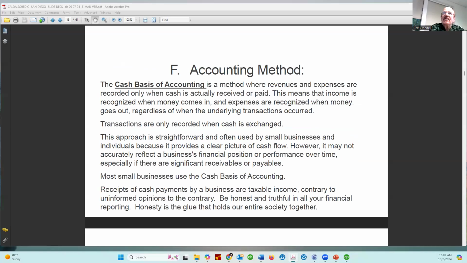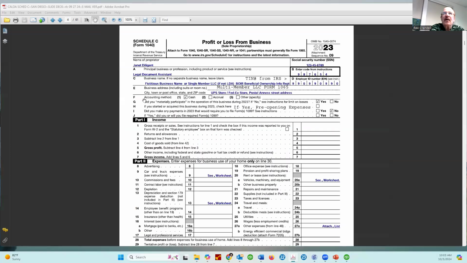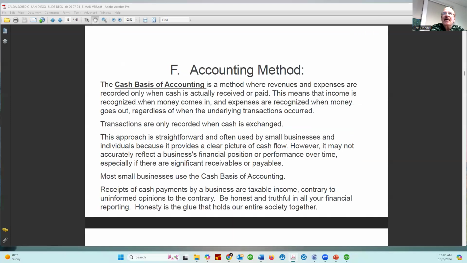Cash basis of accounting. Well, there's two kinds of bases of accounting. So on line F, we're looking at the method of accounting. And the first one is the most common. Cash basis accounting is a method where the revenues and expenses are recorded only when cash is actually received or paid. This means that income is recognized when the money comes in, and expenses are recognized when the money goes out, regardless of when the underlying transactions took place.